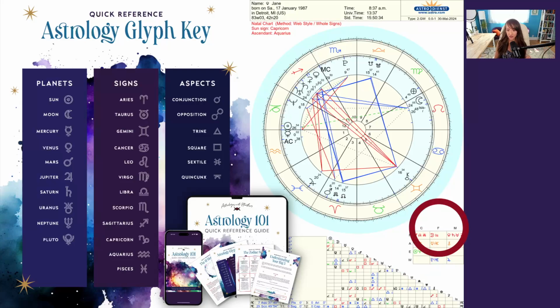We have fire at the top, air underneath, earth underneath that, and water at the bottom. At the top, you're going to see the abbreviations CFM. Those stand for cardinal, fixed, and then mutable. This is where you can see the distribution of your planets through the cardinal, fixed, and mutable signs in your birth chart. And that's all I have for you right now.